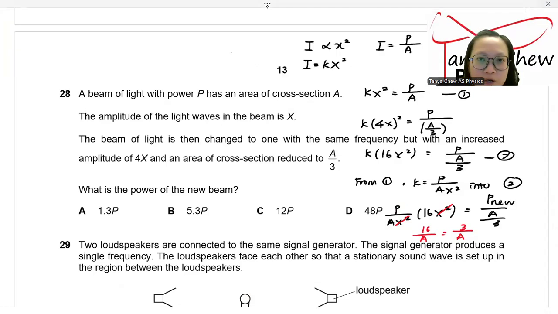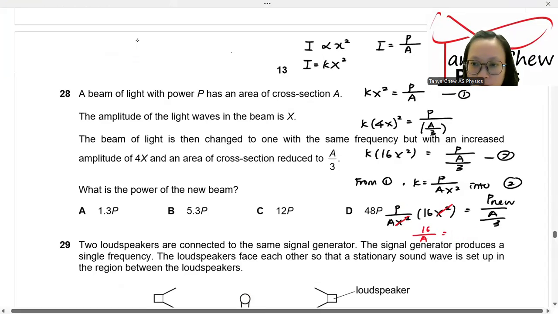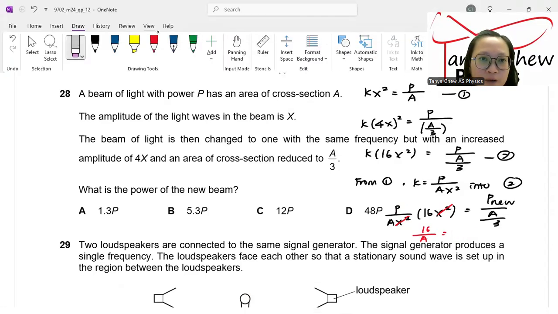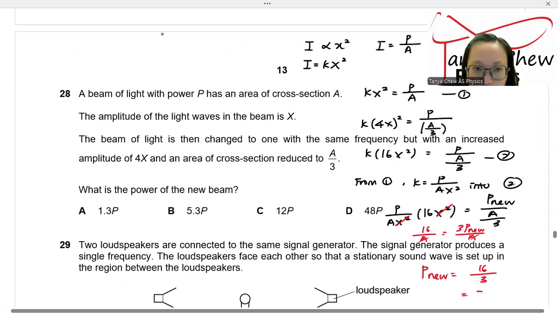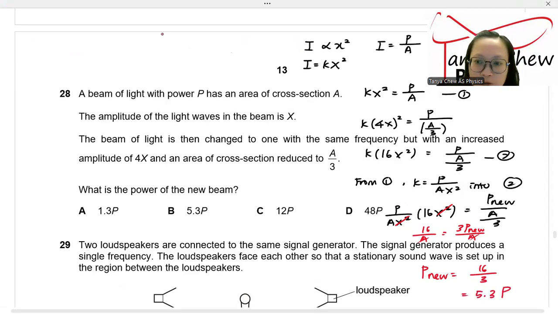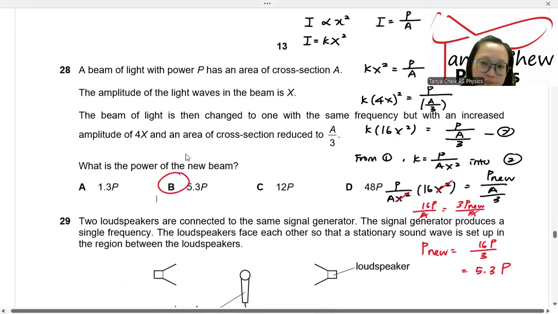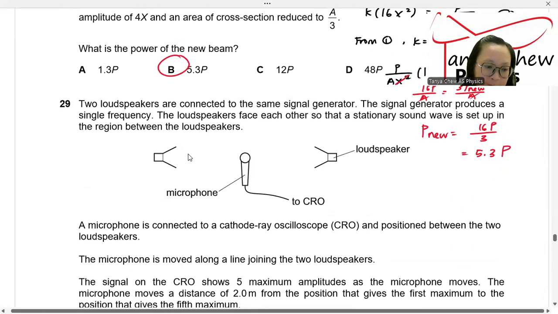Here I have P new A over 3. 3P new, I just shift out the A, I just shift out the 3. 3P new over A, A and A you can just cancel off. So that is why P new is equal to 16 divided by 3. So it is 5.3 P, right? P is here, yeah? So 5.3 P is the answer. B is the answer.